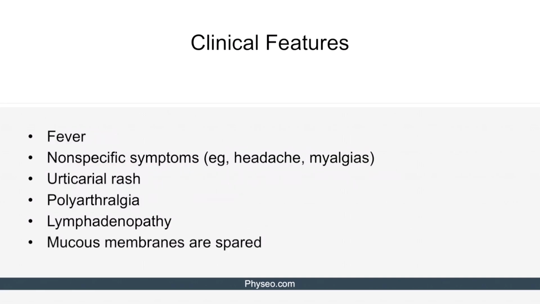The clinical features of serum sickness-like reaction usually begin with fever and nonspecific symptoms, such as a headache or myalgias. As the disease progresses, patients may develop a urticarial rash, polyarthralgias, and diffuse lymphadenopathy. Notably, the mucous membranes are typically spared in this condition, meaning that areas like the mouth or the eyes will not be affected.